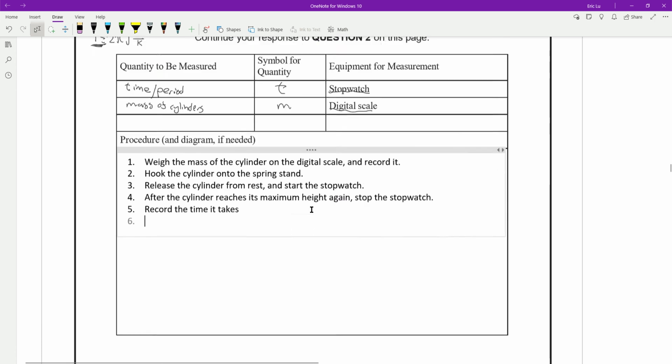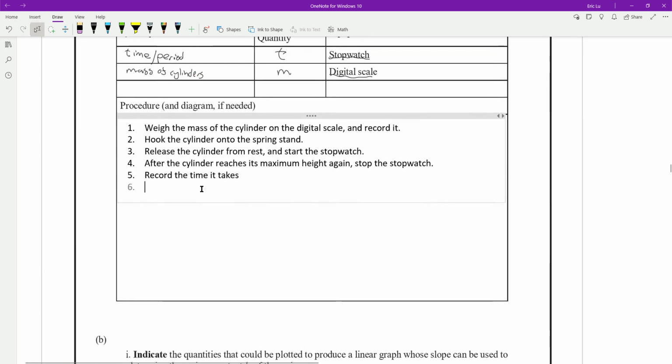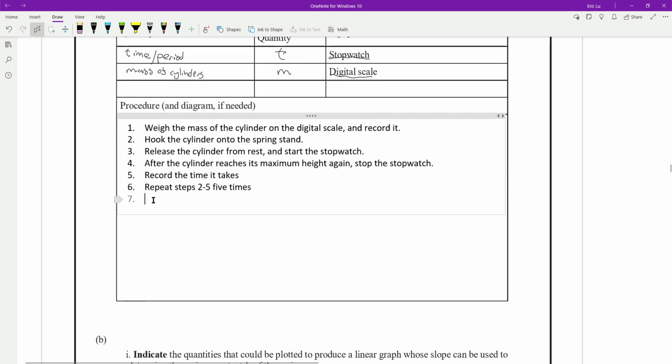In AP Physics, any type of AP Physics, they will ask you this. And a good way to do it would be to repeat steps 2 to 5. I would just stick with 5 times. Even if in real life you don't need to do 5 times, it would be better because you can't go wrong with going over. But if you do it too few times, you might get deducted steps.